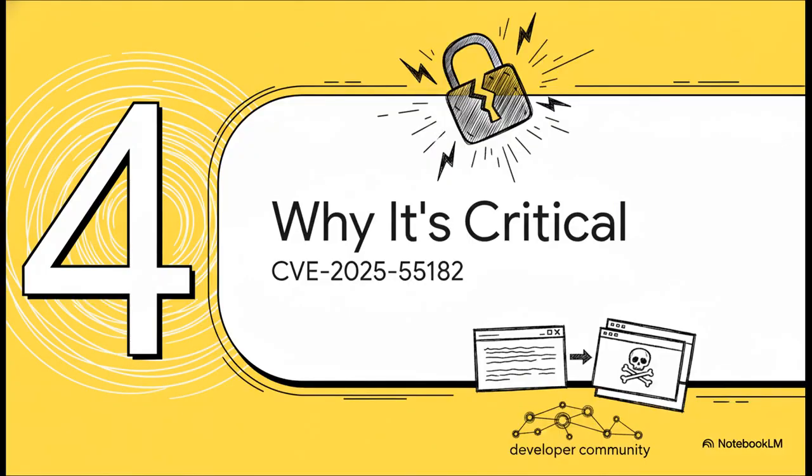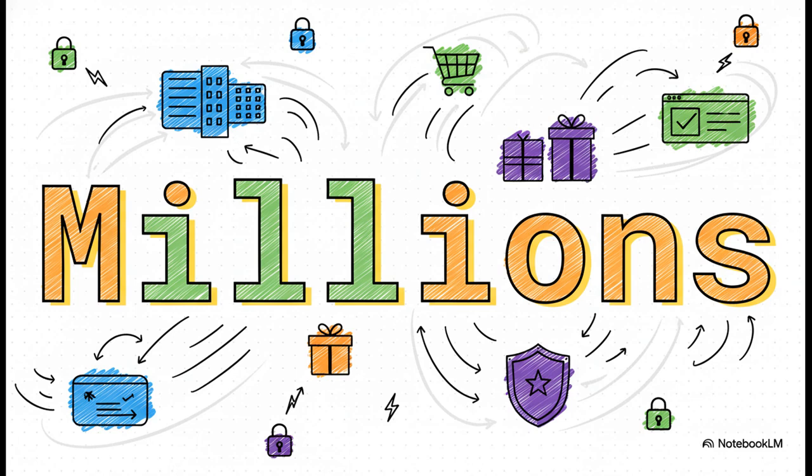So let's zoom out and look at the bigger picture. Why did this vulnerability, which is officially tracked as CVE-2025-55182, cause such a massive panic in the developer community? Well, the potential impact is just huge. We're not talking about some small niche library here. We're talking about millions of applications built with modern React and Next.js. Think about it. Massive enterprise platforms, huge e-commerce sites, even government services. All of them were potentially wide open.